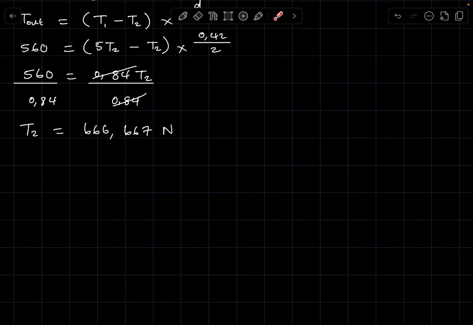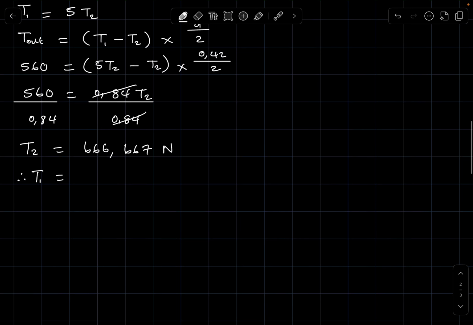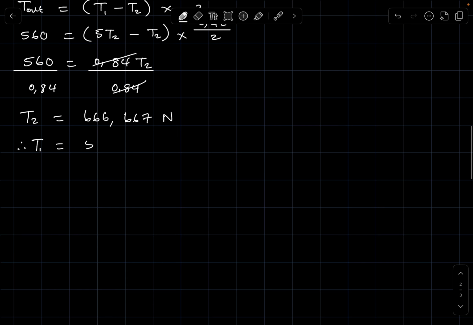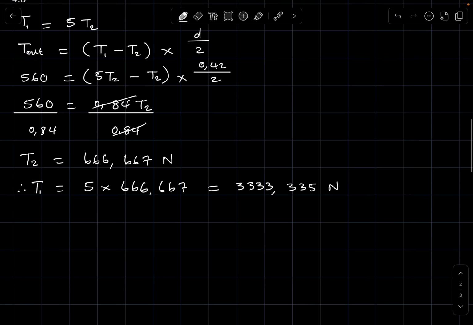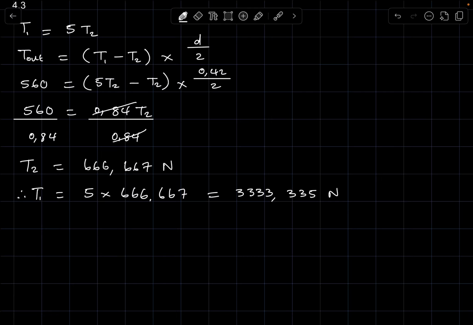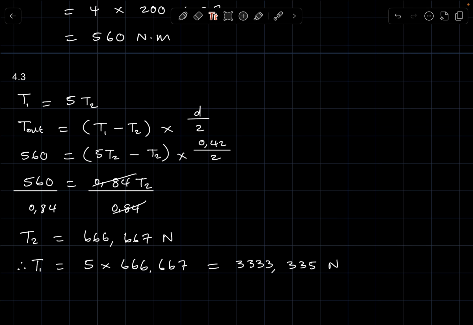Always make sure you round off your answers to 3 decimal places, unless of course stated otherwise. So now you have T2, and to get T1, substituting back into the first equation, it's 5 times 666.667, and if you punch this in your calculators, we get 3,333.335 newtons. Right, as far as belt tensions, we now have T1 and T2. For this case, this is how you'd approach it.